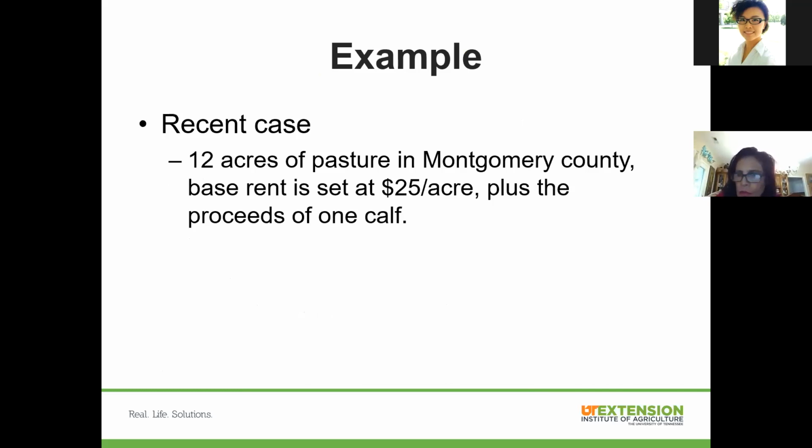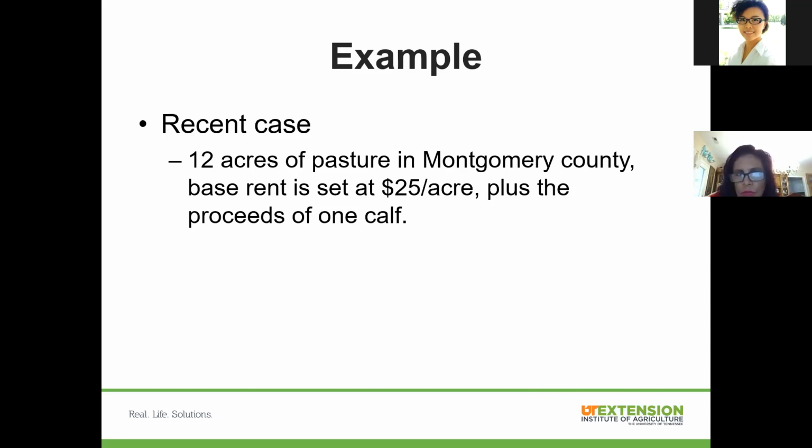It's one example I work with, a Montgomery County cattle producer and the landowner. So we sit down together and look at if this is fair for both of them. So it's really small acreage, 12 acres of pasture in Montgomery County. Base rent, we're looking at $25 per acre, and that is the prevailing rent in the area, the average rent in the area, plus the proceeds of one calf. The owner really values charity work or donation work, and they wanted to donate the proceeds of one calf to the community, and the producer also agreed to do that.